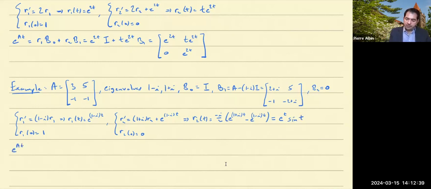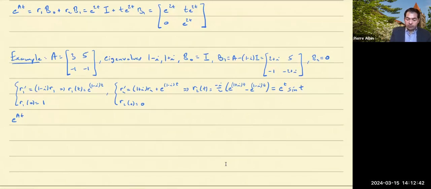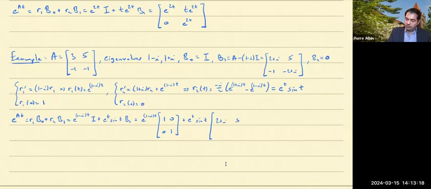Okay, so that means that e to the At is going to be R1 B0 plus R2 B1. So that's e to the (1 minus i) t times the identity plus e to the t sine t times B1. So that's e to the (1 minus i) t times the identity matrix, and then e to the t sine t times 2 plus i, 5, minus 1, minus 2 plus i.